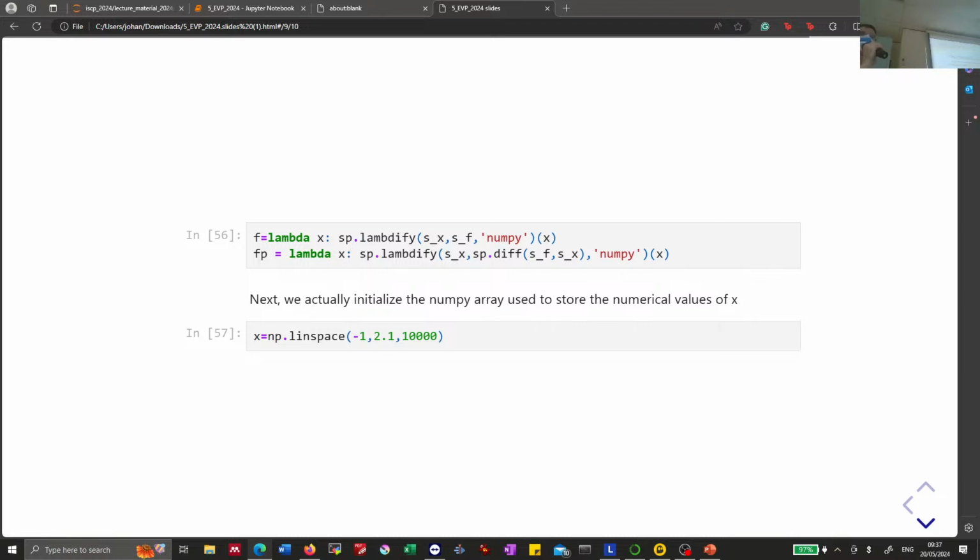Do you know what's the step size between the points? Well, that is 3.1 divided by 10,000. That is when you go from one value to the next value.